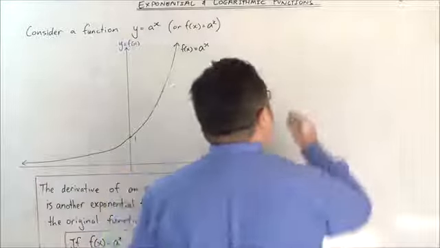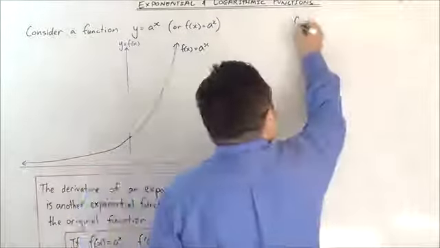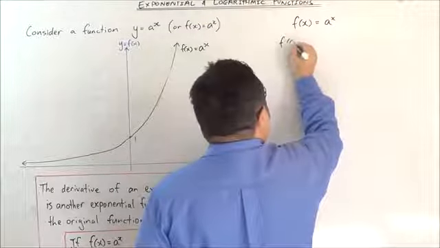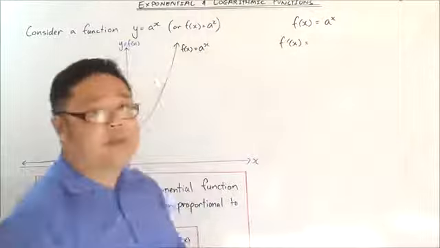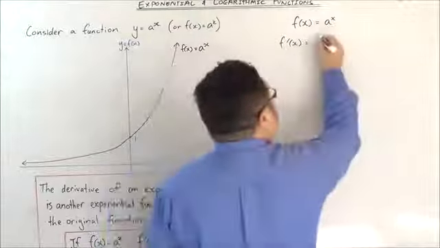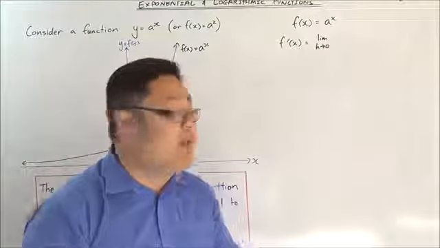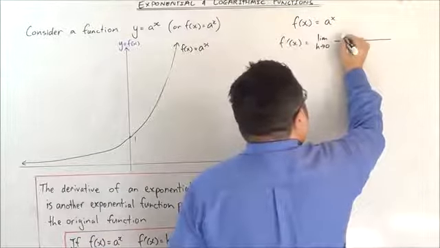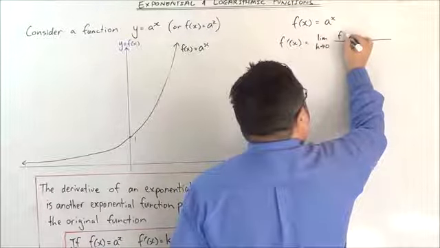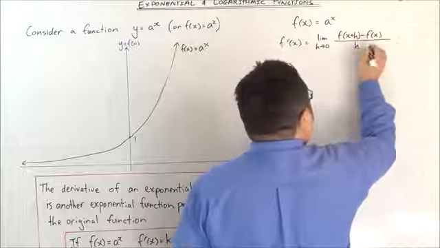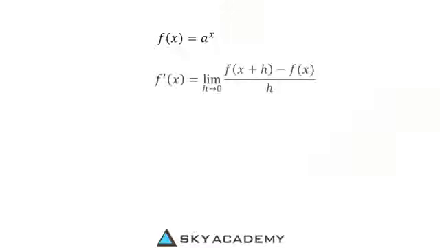So I'll do it on the board. If you've got f of x equal to a to the power of x, we're going to look at the derivative of a to the power of x, right? So basically, the derivative by first principles looks like this. The limit as h approaches 0, it's starting to look familiar, of f of x plus h minus f of x all over h. Do you remember that? Good.